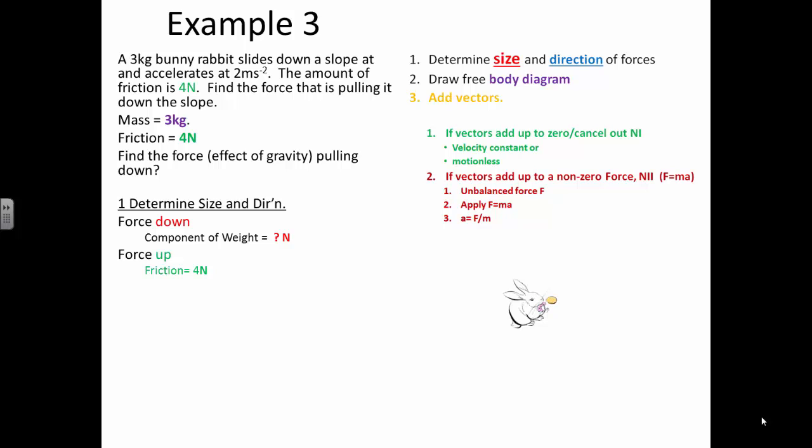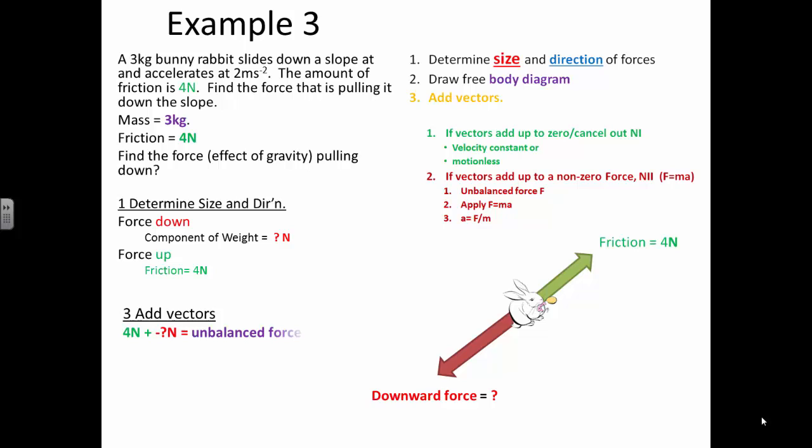This is the bunny rabbit. There's a force down, which we don't know, which is a component of the weight. The downwards force, we need to find that. And we have a smaller force upwards, which is 4 newtons. Now we add these vectors, but we don't know what the downward vector is. So 4 newtons up plus the negative force downward basically gives the unbalanced force, which is acting down.